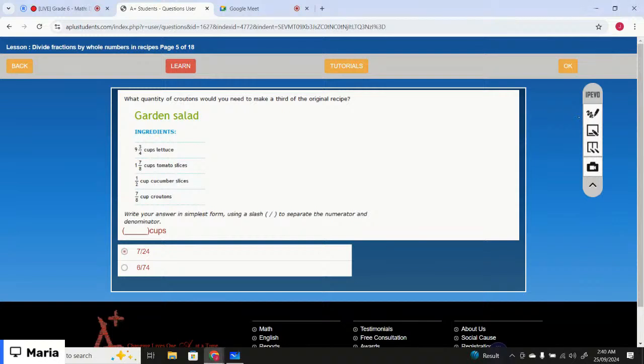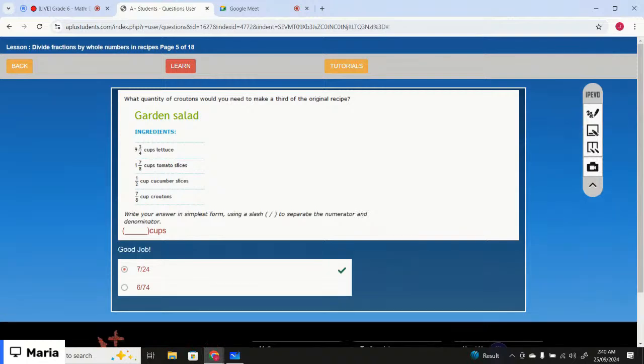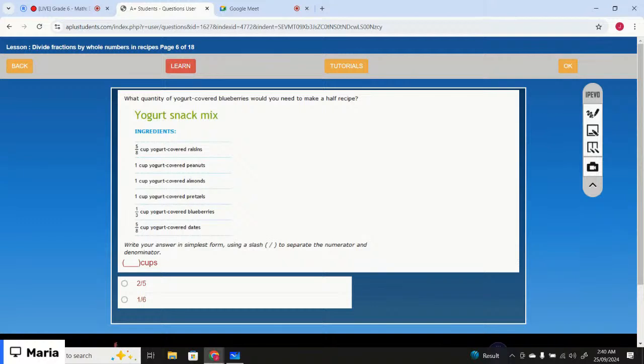If you are going to use the half of the recipe, divide all the ingredients by 2. If you are going to use the third of the original recipe, divide all the ingredients by 3. Got it? Okay, that's all for today. You can complete the lesson by yourself later today.